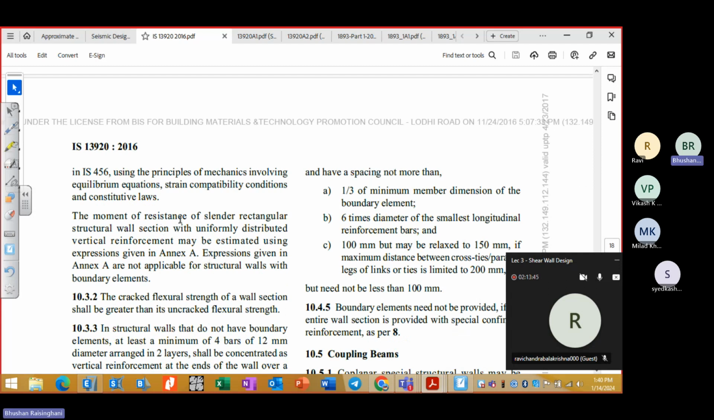The moment of resistance of a slender rectangular structural wall, that is rectangle in nature, can be found in Annexure A. You can find the XU limit, XU, and based on that you can find the capacity of the wall for the moment. Okay. So expressions given in Annexure A are not applicable for structural walls with boundary elements. So if there are boundary elements, you cannot use them. You will have to refer to the book of Moehle for this.